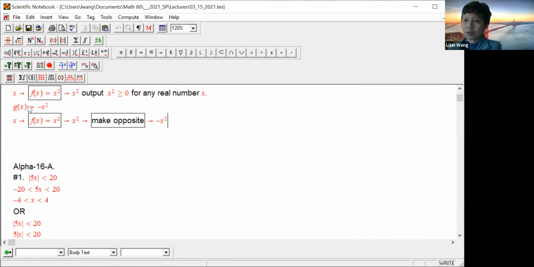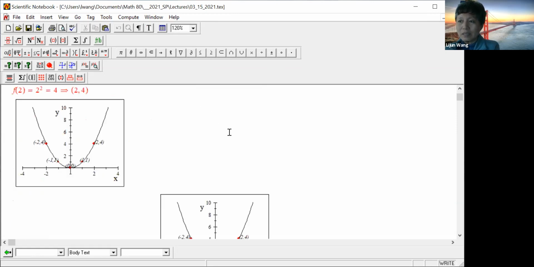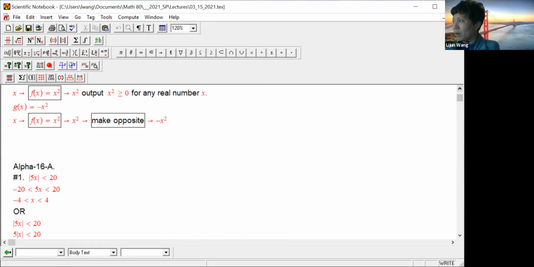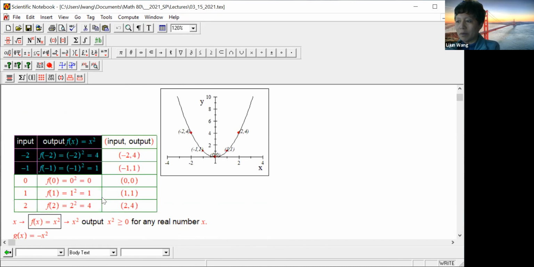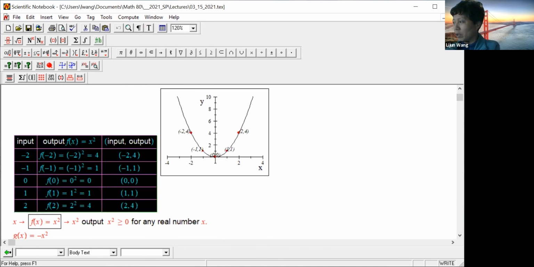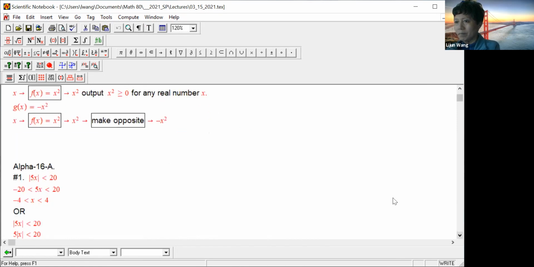So you still do your x squared, whatever you did, but now we're going to make a negative, make an opposite, okay? Because all of these are going to be non-negative, so after you make the opposite, they're all going to be non-positive, right? Non-negative turns into non-positive. So the actual calculation of the table will be transformed. This table will be transformed.